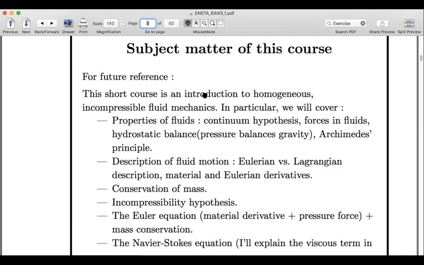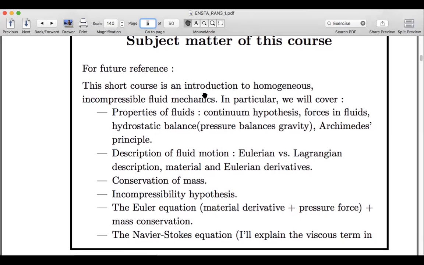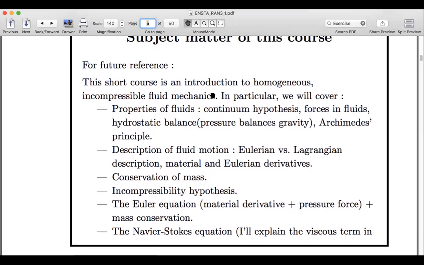Okay, so here for future reference, this is the material we're going to cover in this class. It's a short introduction to homogeneous incompressible fluid mechanics. I guess that already sounds quite restricted, but we'll see it has very wide application for the fluid flows in the atmosphere and in the ocean. And I think for engineering applications it covers a really wide range of the problems that you'll encounter.